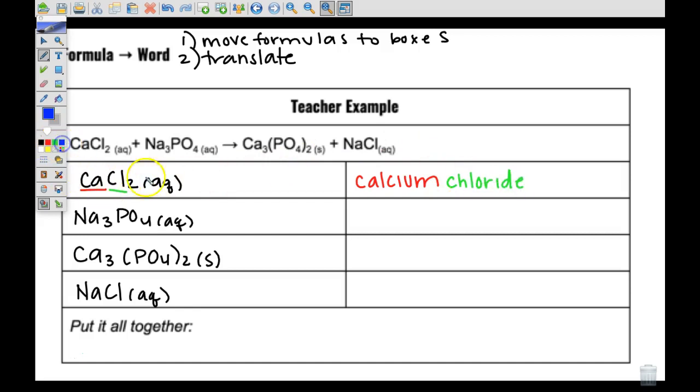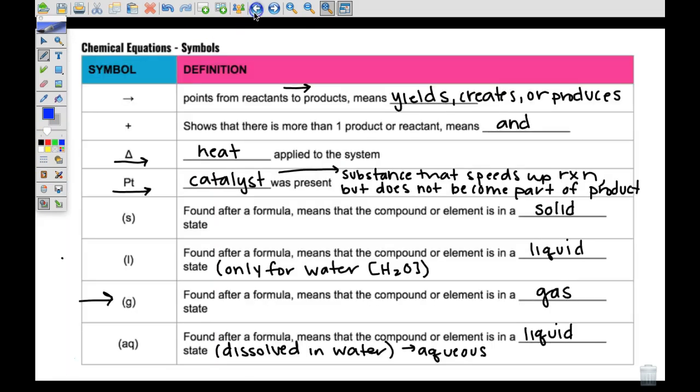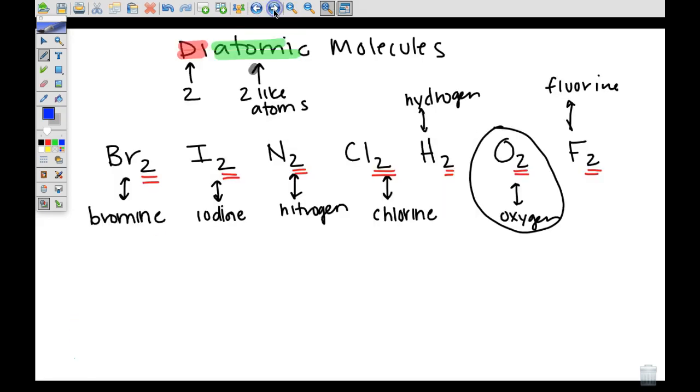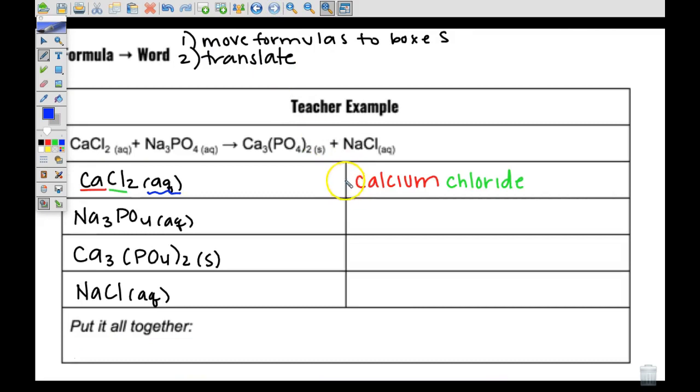But then this sneaky little guy here, AQ, going back to the front side of our note sheet, AQ stands for aqueous. So that actually goes in the beginning. So that's why he's kind of a sneaky little guy. So now that I know that, I'm looking at my next formula and I see that there's AQ over here, so I'm going to write that first.